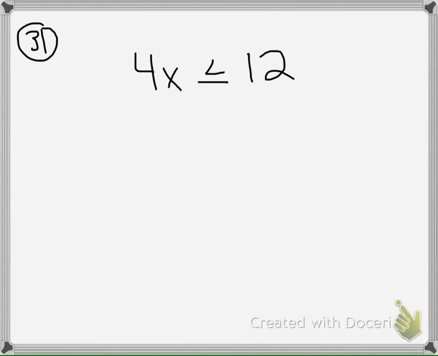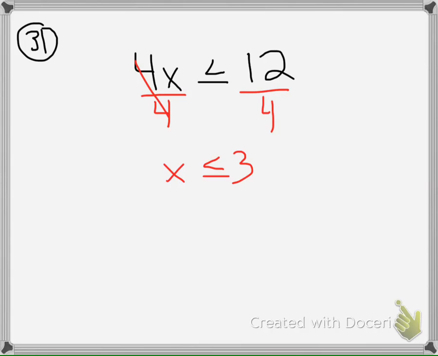So I'm going to solve for x first by getting x by itself, which means I need to get rid of the 4. So I'm going to divide by 4 on both sides. So I have x is less than or equal to 3, which tells me all of my range of answers. So anything that is less than or equal to 3 will satisfy this inequality.